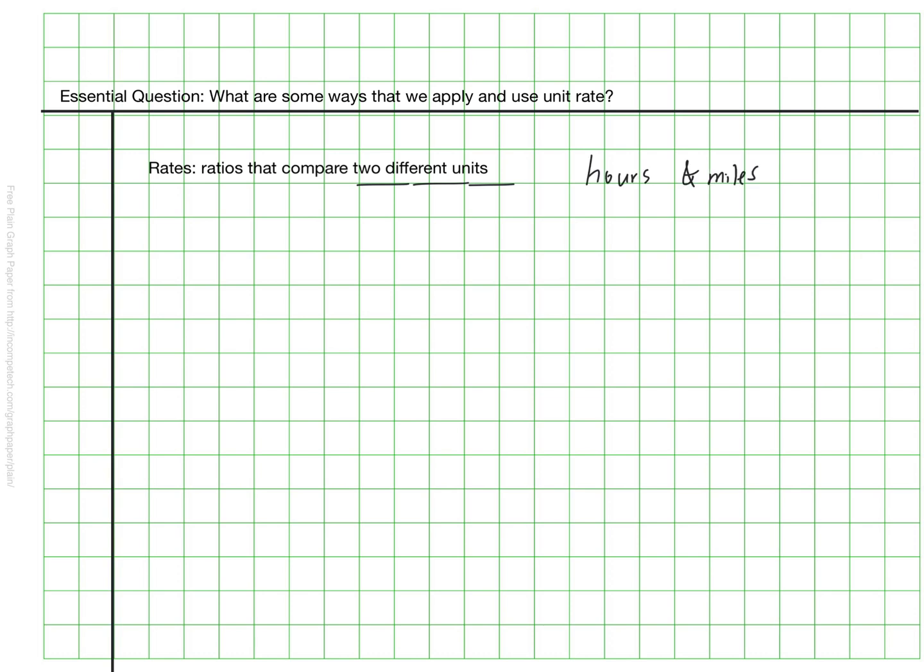For example, if we have a ratio of hours and miles, that would be a rate, right? Hours is one unit and miles is another. If I talk about Amelia, who loves to read, and I say that Amelia reads 4 books in 7 days, I could write that as a rate, right? I could compare books to days, a ratio comparing the number of books to the number of days it takes.